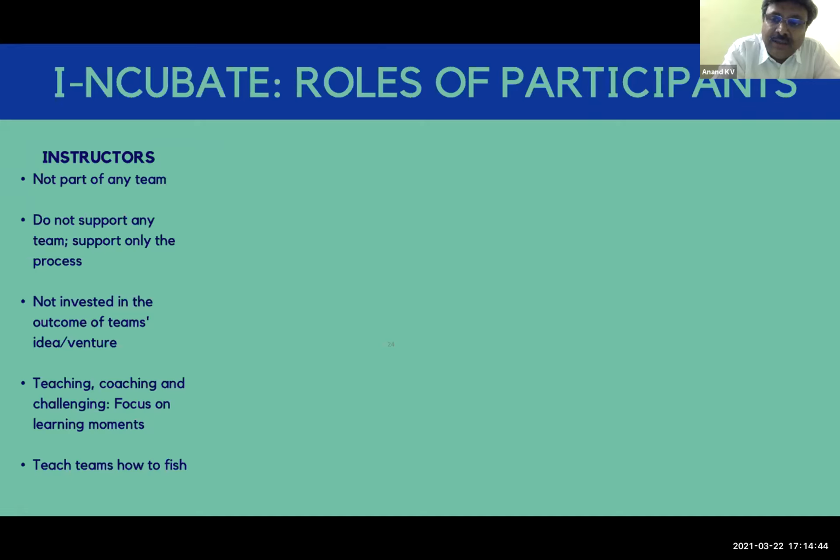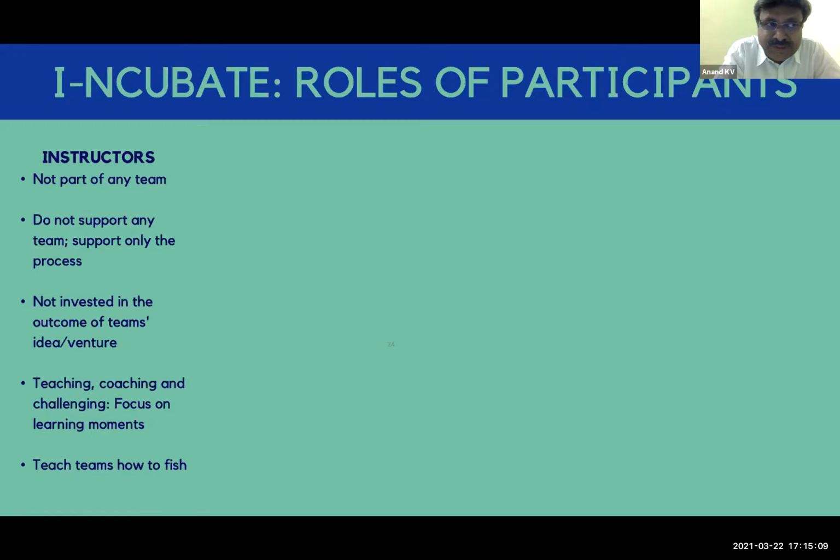They stay, they support the process, and they make sure that the teams are not just understanding the process, but they're able to apply what they are learning so that they can make progress with their customer discovery. Therefore, they do not become part of any team. They remain outside the team, but they are the custodians of the process. They support the process.